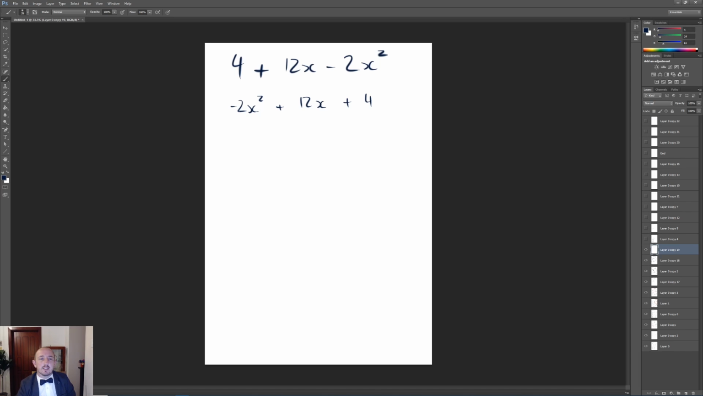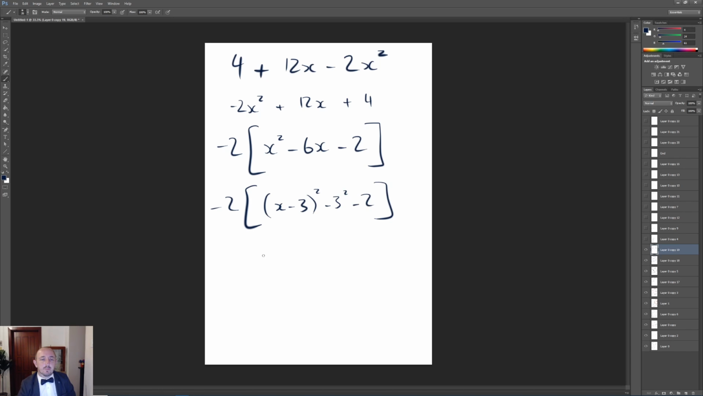Once I understand I'm taking this minus 2 out as a factor, then this is going to become x squared. This will become negative 6x, because when I times it by minus 2 I get plus 12, and I want a minus 2 here, so it's times by minus 2 to get 4. And I just go through the same process again. I can now complete the square on this, minus my 3 squared and minus my 2, and I get x minus 3 squared minus 9 minus 2 is minus 11.